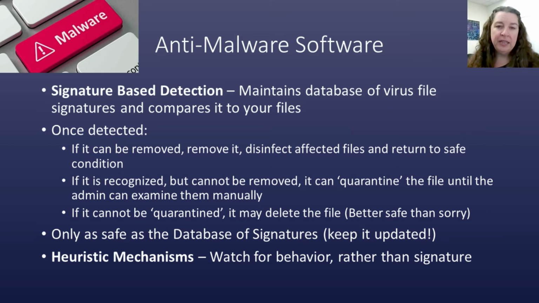The problem is that this type of anti-malware protection is only as safe as the database of signatures that's kept updated. If you don't update that signature list, you can't catch any of the new attempts that are coming through. The second form of anti-malware software is what we call heuristic mechanisms.